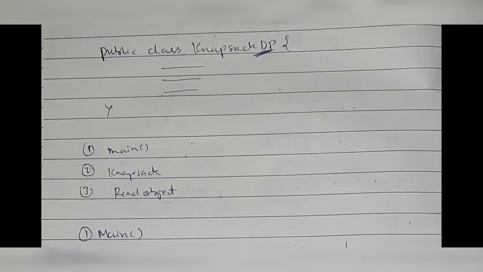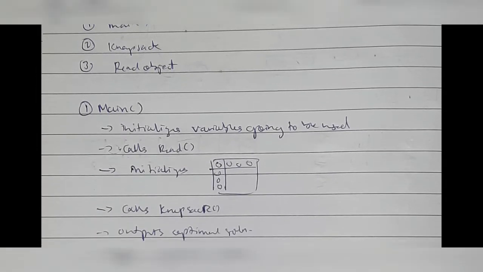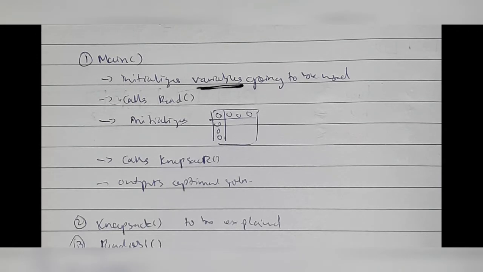In this program, we'll be creating a class called KnapsackDP. In this, we'll be having three things. First is the main function, second is the knapsack function, and third is the read object function. So what does the main function do? Firstly, it initializes variables which are going to be used, and it calls the read function. We'll see what the read function does here.